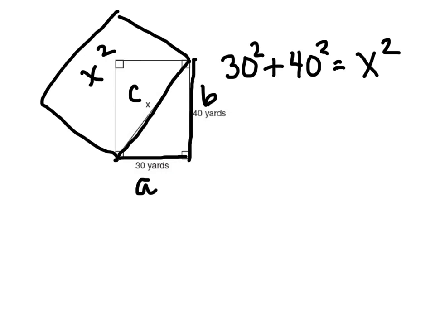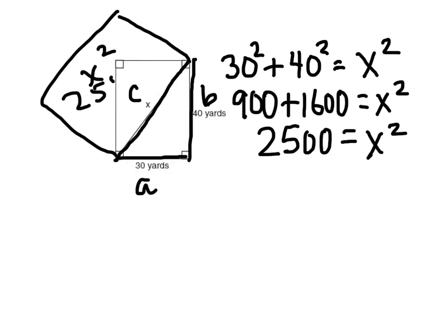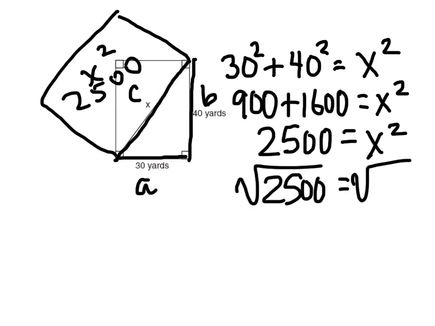Alright, so let's solve. This time we are going to add the areas together. We get 900 plus 1600 would equal the area x squared. So 2,500 is the area of the big square. So to find x, we would take the square root. So take the square root of 2,500. And then that, of course, would equal 50. So that diagonal distance is 50 yards. So how you doing? Is this making sense to you?